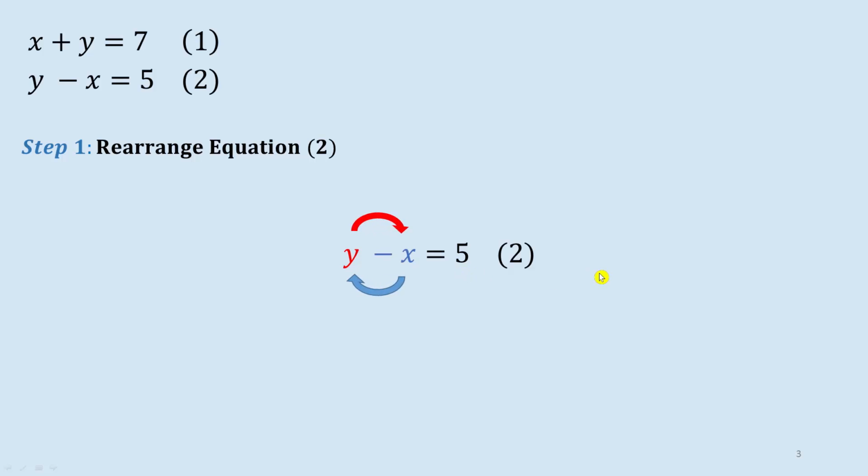I'm going to put the y where the x is. And where the minus x is, I'm going to put that where the y is. So I'm just reordering the y and the minus x. Now we have the minus x at the front, and we have the y. The 5 stays the same. So these two equations are exactly the same. Nothing's changed. I'm just rearranging them, which you can do.